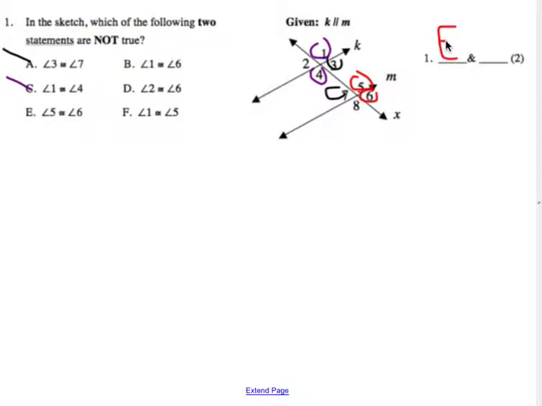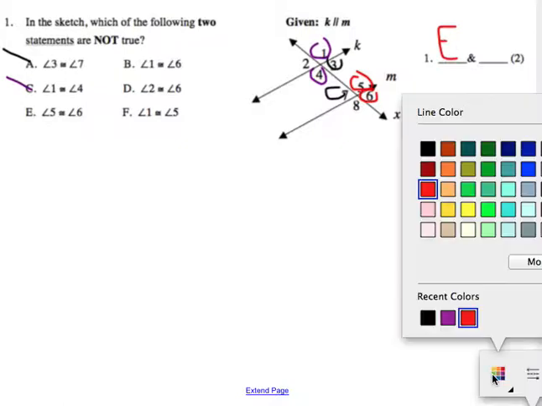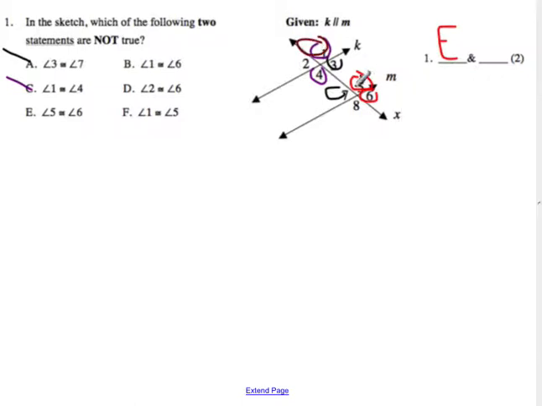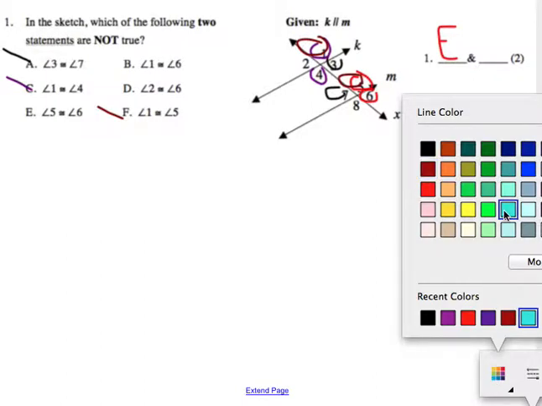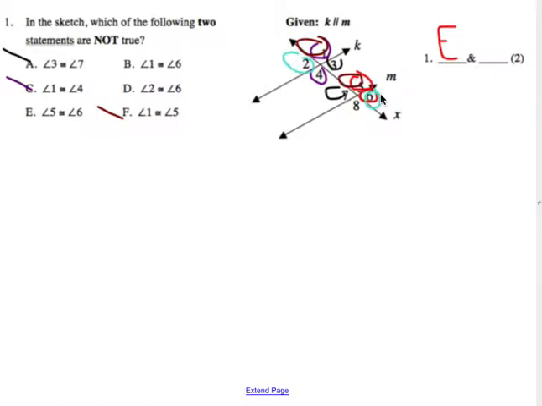Now let's take a look at F. We have angle 1 and angle 5. Angle 1 and angle 5 are corresponding angles, so yes, they are congruent. Let's take a look now at angle 2 and angle 6. Notice that they're on the outside of the parallel lines on opposite sides, so they're alternate exterior angles. So D is also true.